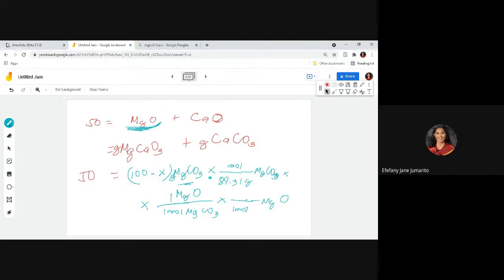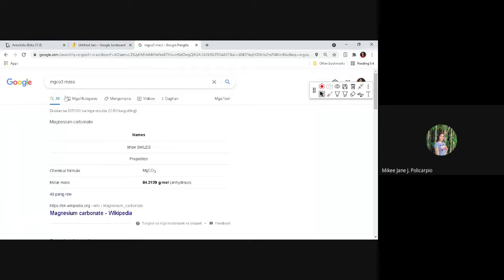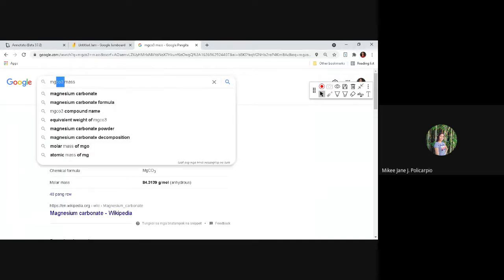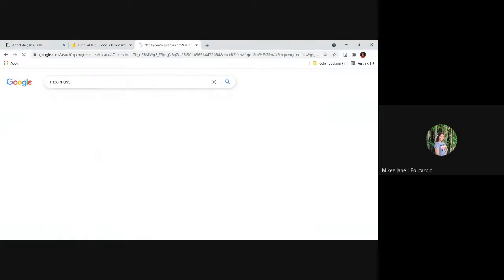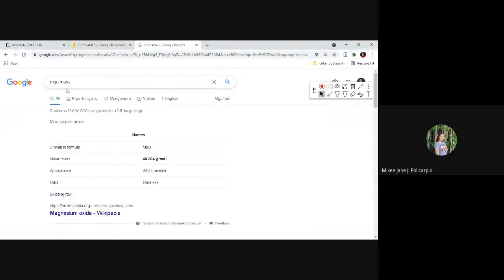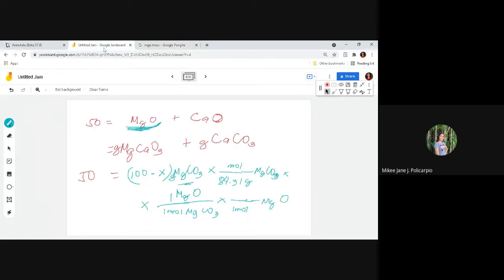How many grams? If we have 1 mole of MgO, how many grams? Atomic weight. 40.30, ma'am. 40.30 grams. Okay, so we already have the grams of MgO.